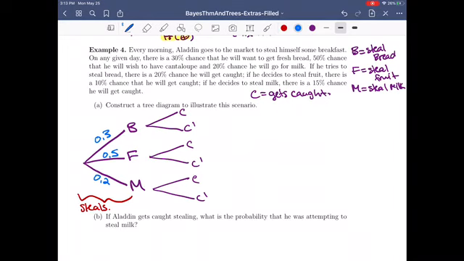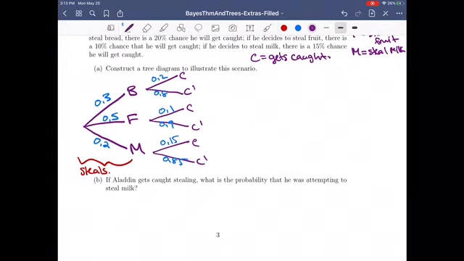If he tries to get bread, there's a 20% chance he gets caught. If he tries to steal fruit, there's a 10% chance he gets caught. And if he tries to steal milk, there's a 15% chance he gets caught. So then these other ones are going to be 0.8, 0.9, and 0.85. Okay, so there's our tree diagram.